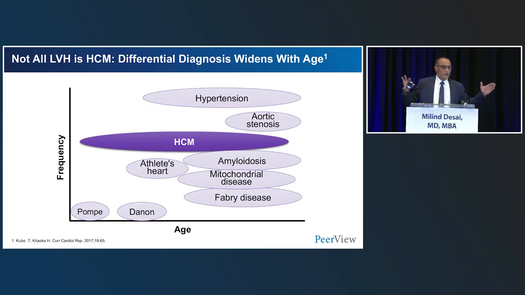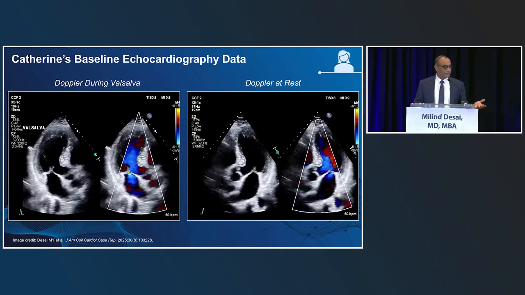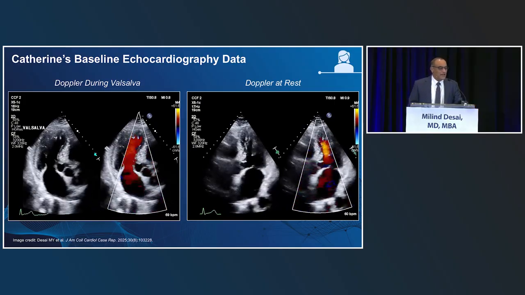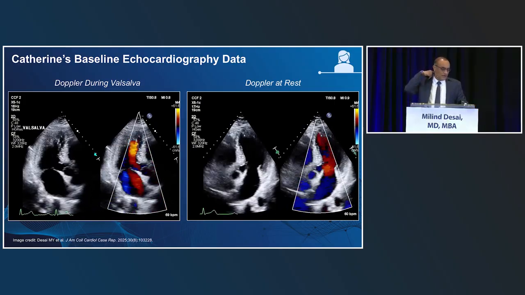And the older you get, the wider your differential diagnosis. You've got to contend with hypertensive heart, aortic stenosis, HCM, athlete's heart, amyloid, other diseases like mitochondrial disease, Fabry's disease, Pompe's, Danon's. So you have to have a broad differential. The patient's echocardiogram in your laboratory does not come with a label saying this is a patient with Pompe's disease. You are lucky. It's mostly, this person has a thick heart. Figure it out.